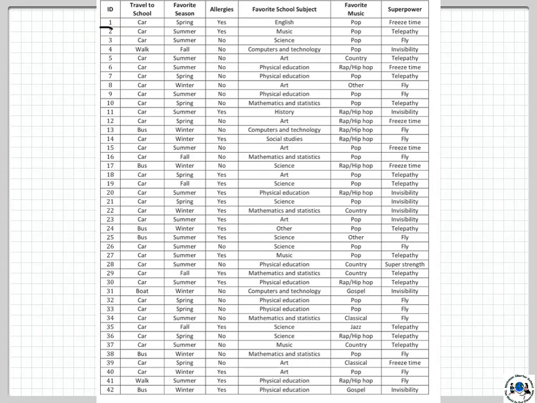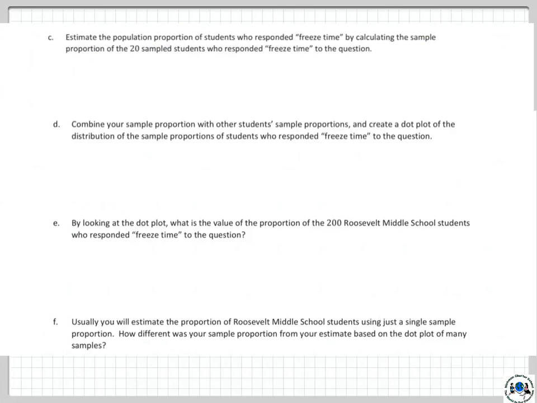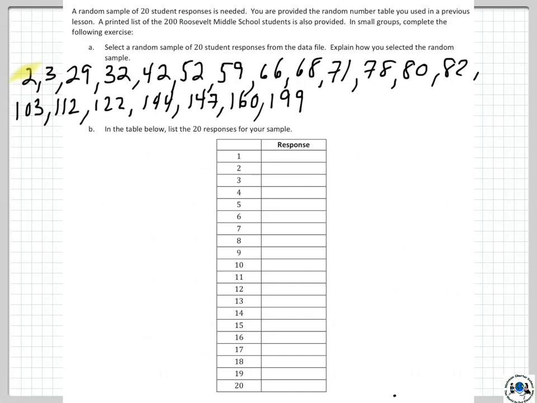That is right here, number 2. If you look at number 2, their superpower was telepathy, and there you see telepathy. So we would go back, and in this box here, we would put no, because student number 2 said no. Go ahead and do that, and come on back and see if our data agrees.